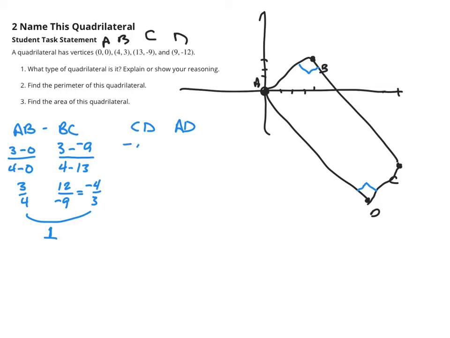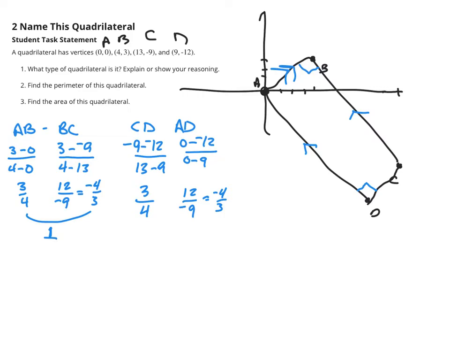So C to D, change in Y, negative 9 minus a negative 12 over 13 minus 9. So negative 9 plus 12 is 3. 13 minus 9 is 4. And then A to D, we'll do 0 minus negative 12 over 0 minus 9. So I get positive 12 over negative 9, which is negative 4/3. And those are opposite reciprocal, so we've proven that. What else do we need to prove to know that it's a rectangle? Well, nothing actually. Once we prove that those slopes are all equal, we know that this is parallel to this, and opposite angles are equal, so we're good with a quadrilateral, right? So 1 is done.